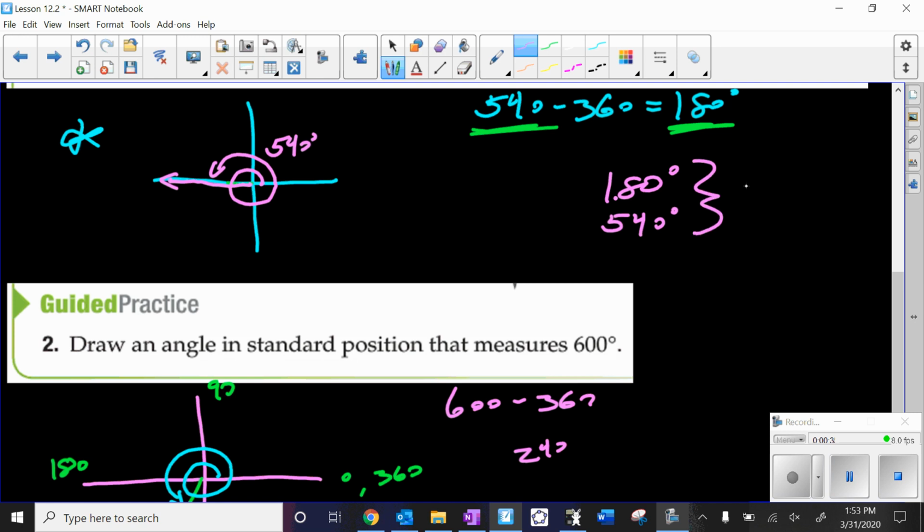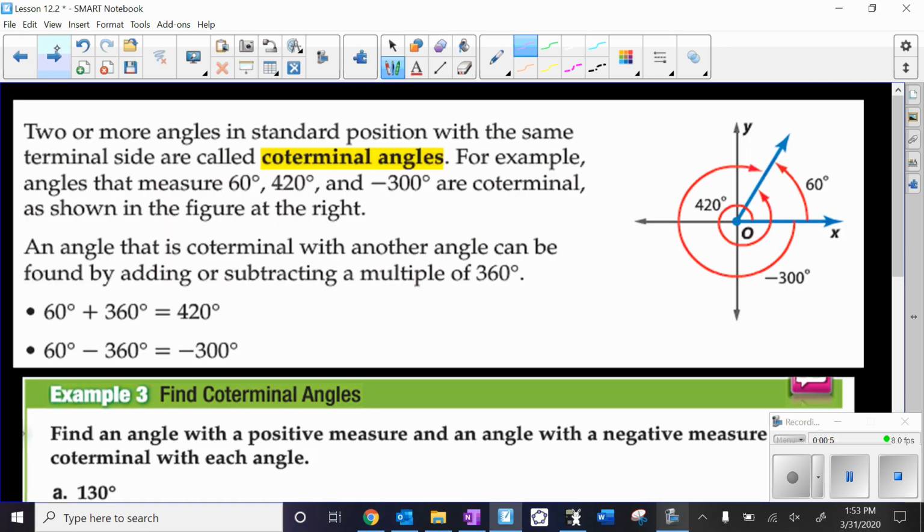Spell that out for you. Coterminal angles. The reason that we're calling them coterminal angles is that they're the same location on a coordinate plane. You can see that that's what they do here. They say that angle measures 60 and 420 and negative 300 technically are all coterminal angles because their terminal side is at the same location.